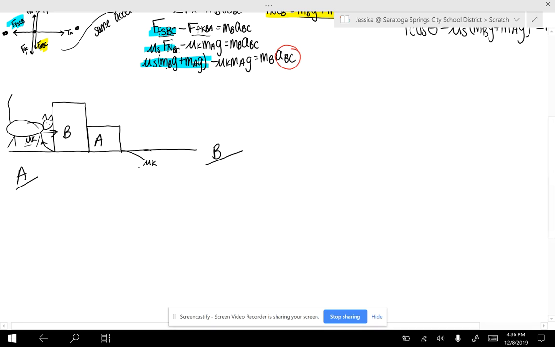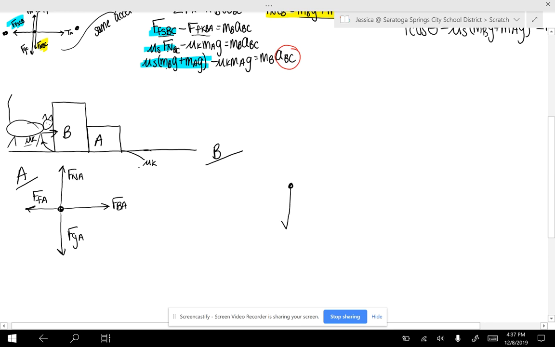Okay. So acting on block A, we have an F_GA. We have a normal force acting on A. And we have a force from B on A. Okay, so the force from the cat isn't actually acting on block A. What's going to push block A is a horizontal force from block B. So we're going to call that F_BA. And then we have a friction force, a kinetic friction force, as we're sliding.